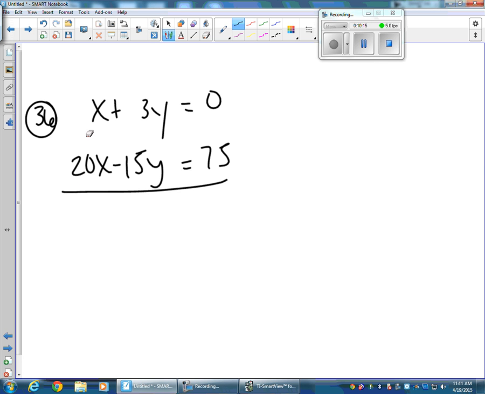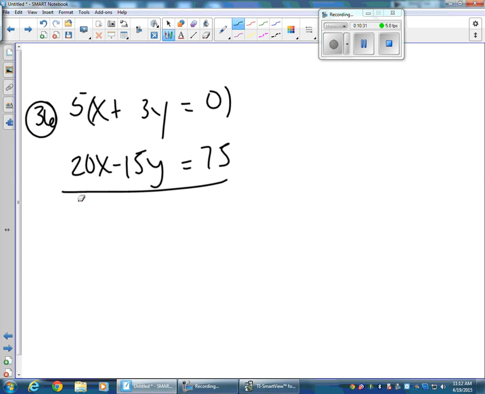So for the x's, if I wanted to cancel the x's, I could multiply this top line by -20, and then they would cancel. For the y's, if I wanted them to cancel, I can multiply the top line by 5, because that would make this 15 and this is -15. So I think I'm just going to do it by 5. It's a little bit easier number to work with.